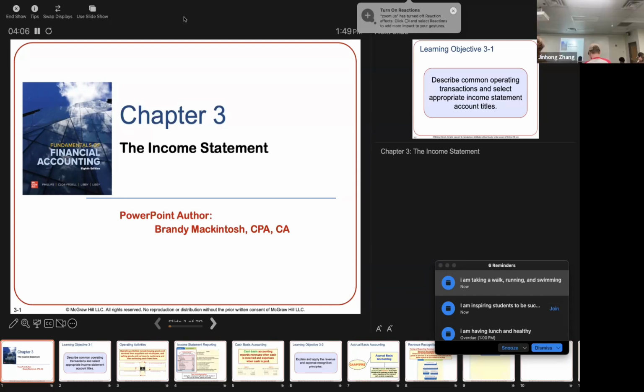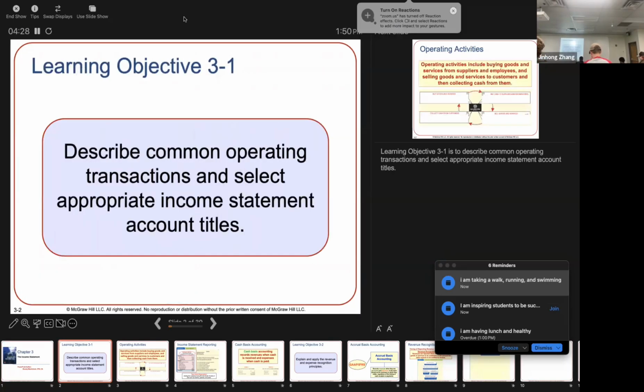Income statement is really a temporary account, basically revenue minus expenses, and then you get the net income, and the net income flows to impact the balance sheet again, right? So today we're going to just zoom in to the income statement as part of the statement. So the learning objective is to describe common operating transactions and select appropriate income statement account titles. Account titles, revenue, expense, like that.